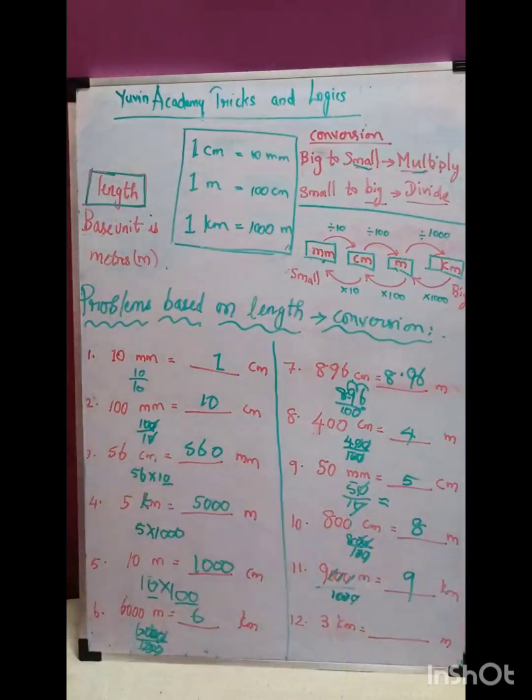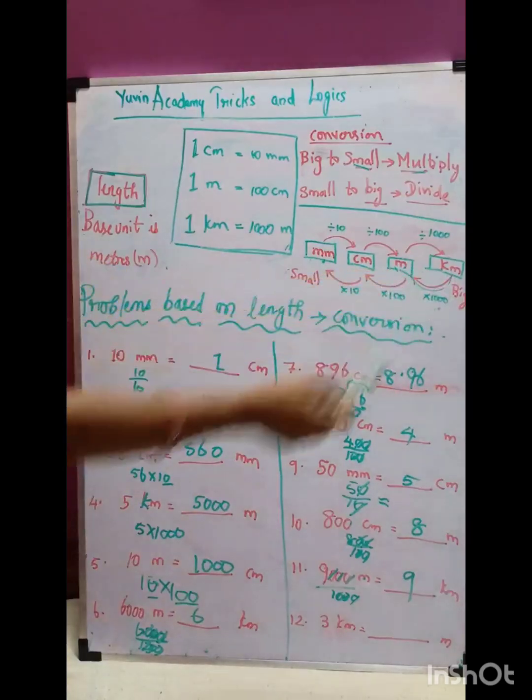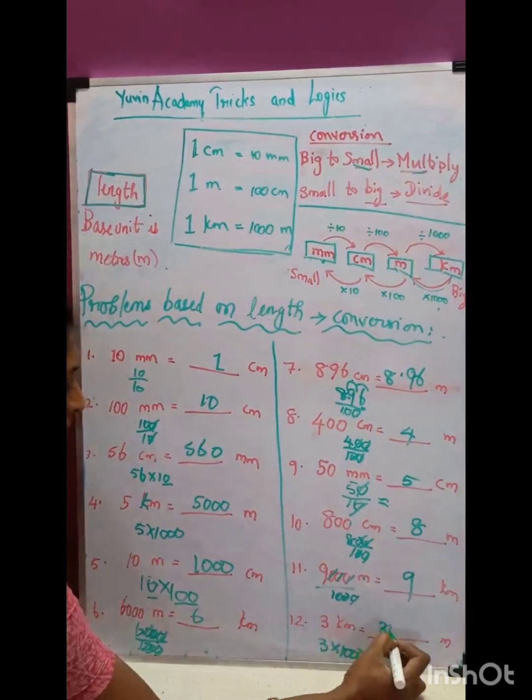Then 3 kilometer to meter. Kilometer to meter means what? Big to small, multiplication. So 3 into 1000, 3000 meters.